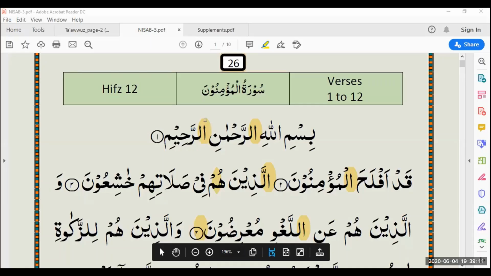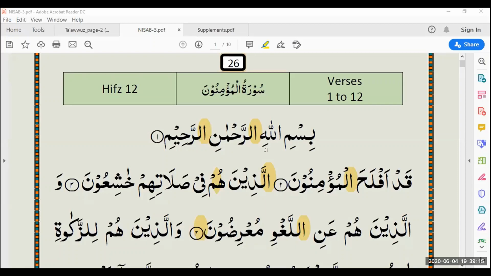Can you see my screen? Yes. Okay. So may I please have a student, ST? Yes, sure. L227. L227. Assalamu alaikum. Assalamu alaikum. Wa alaikum salam.